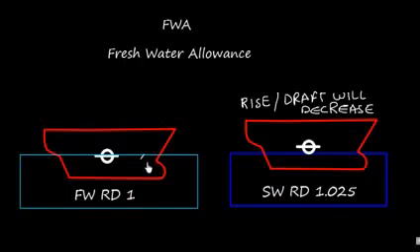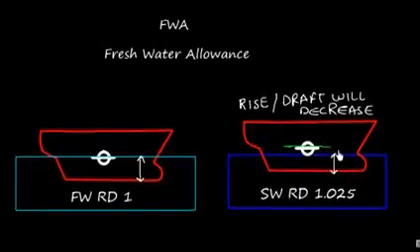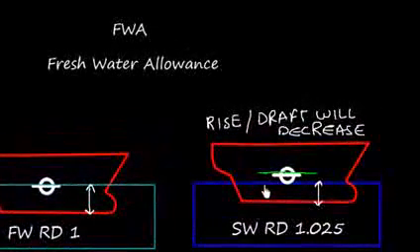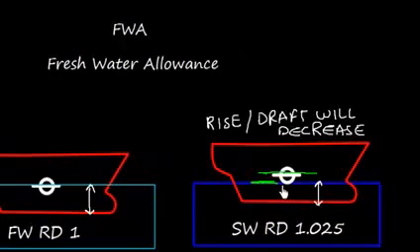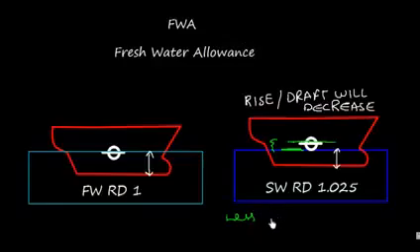So let me mark the draft. This portion is the draft. Here the draft is decreased. As per the load line, we are supposed to load up to this level in salt water, but we have loaded only up to this level. So that means we have loaded less cargo, which simply means that there is a loss of earning.